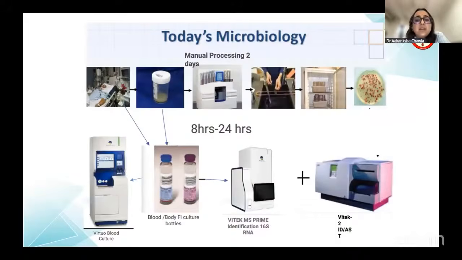So when we look at the microbiology workflow, manual processing is tedious. It takes prolonged time. There's a lot of manual labor involved. And ultimately, it takes a minimum of 72 hours. Whereas the latest automated systems, the Virtuo, the Vitek 2, the MALDI-TOF, can give you results as early as 8 hours. And within 24 hours, you have the full antibiotic susceptibility report.